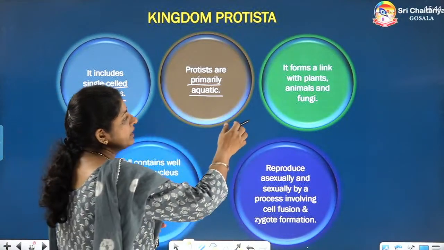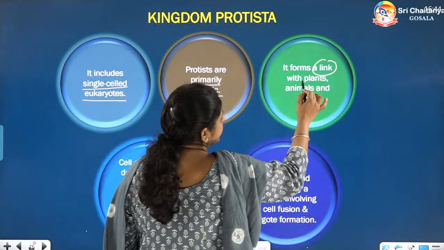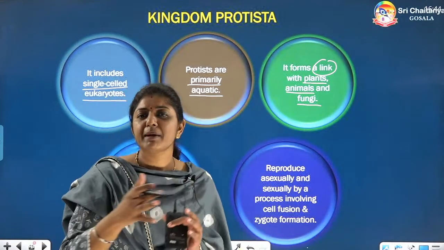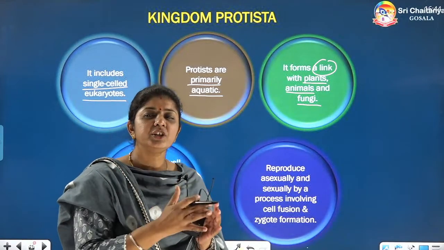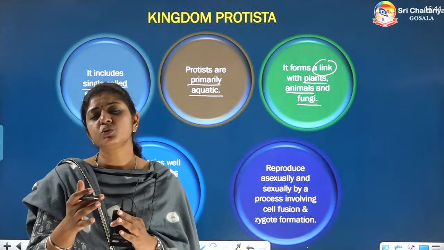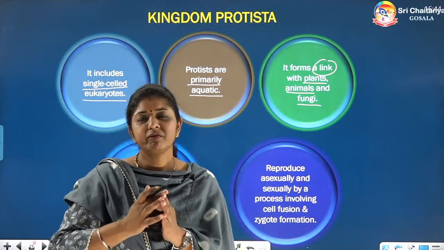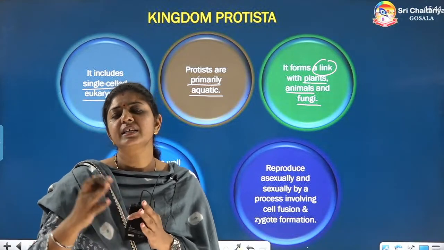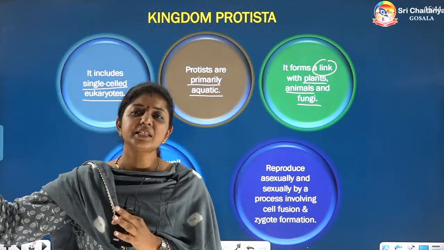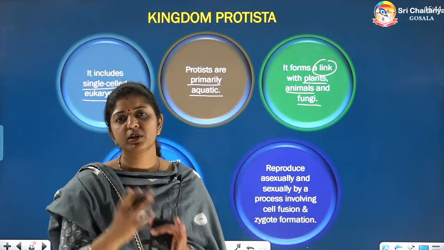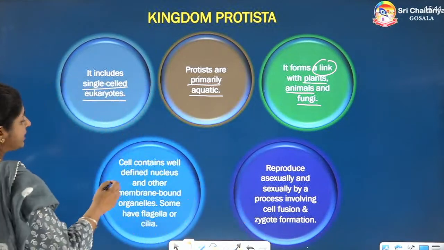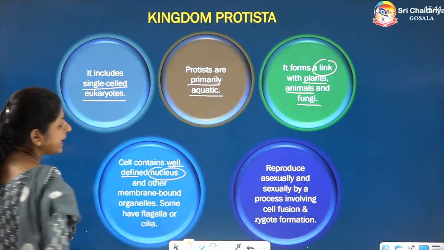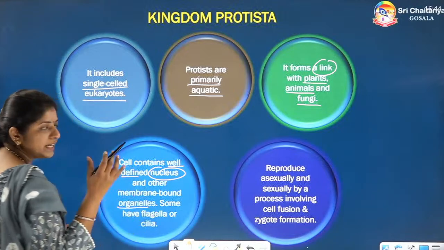Next important thing, they are the link between plants, animals and fungi. When I classify their members, you will find the initial members resemble plants, and gradually as we move to higher organisms in the classification, the resemblance moves to fungi, and last to animals, right? We will discuss all this classification. Now next, being eukaryotes, they have a well defined nucleus and other membrane bound cell organelles.